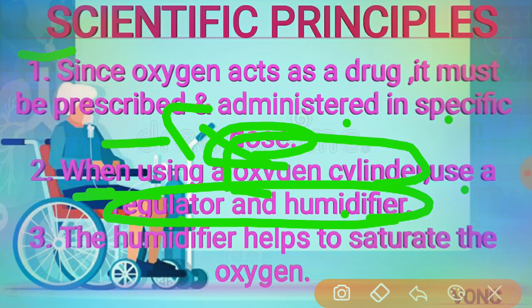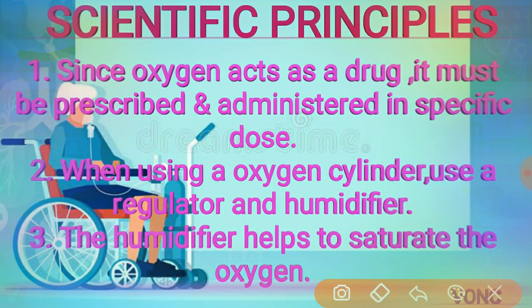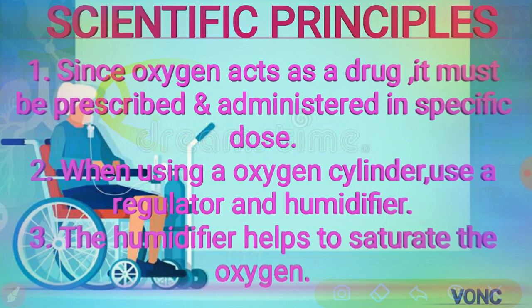According to the flow, the liters will be measured per minute. And we should adjust the flow of oxygen to at least 2 to 4 liters per minute, especially for adults. When the nasal catheter is used, then we have to adjust the flow of oxygen at 2 to 4 liters. Okay, so this is the second scientific principle for administering oxygen.